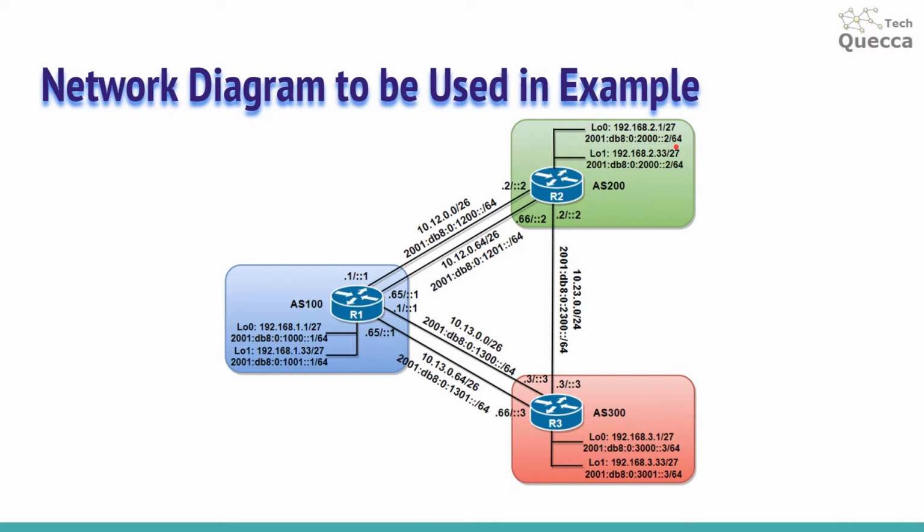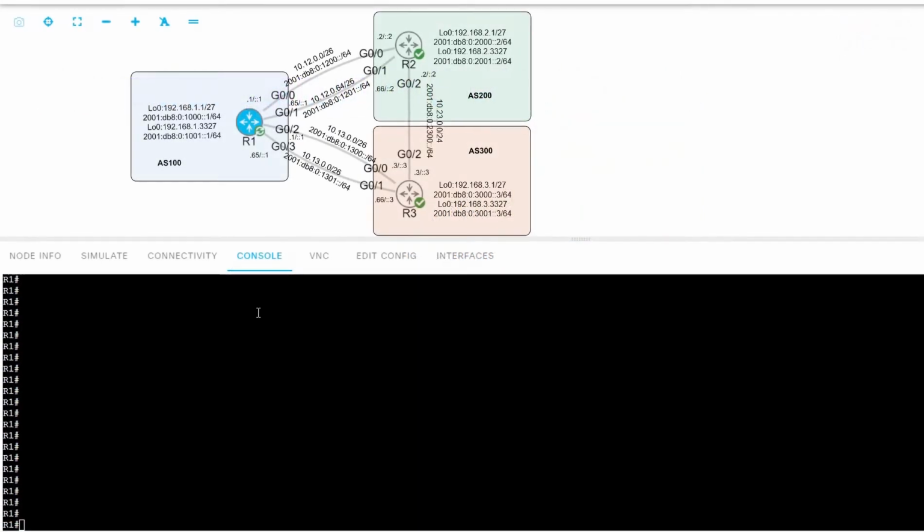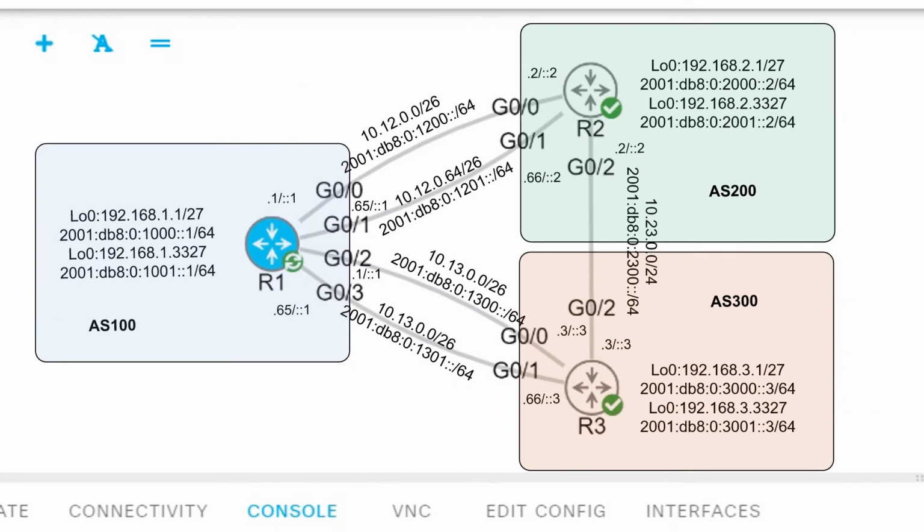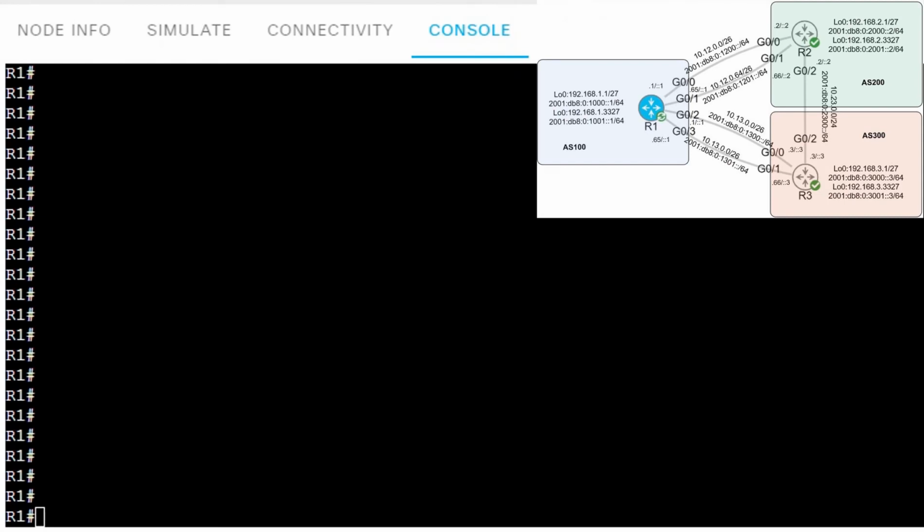And I'm going to focus only on IPv6 because IPv4 I did in the previous video. If you want, you can go and watch it. So let's do it. So this is the network for today's example. I already configured IPv4 and IPv6 addresses on all devices, and I can start MP-BGP configuration, but first let's verify.